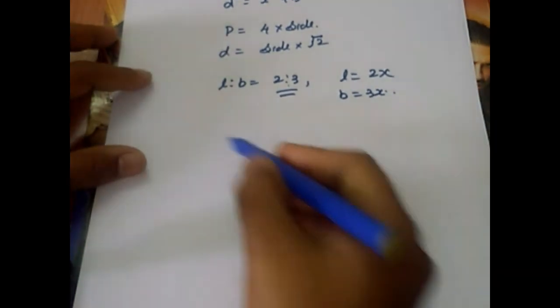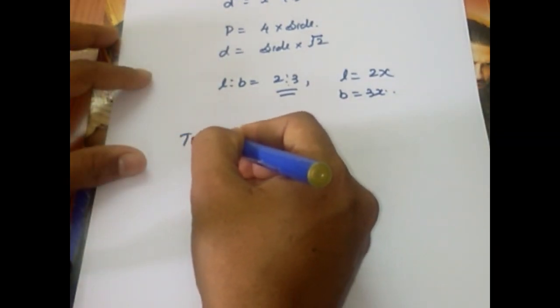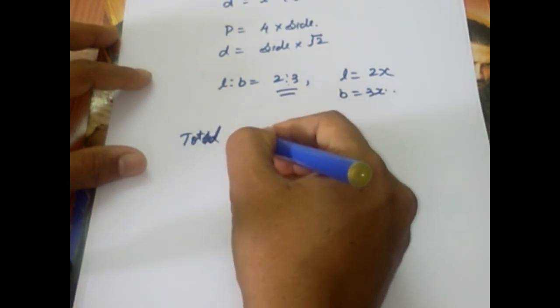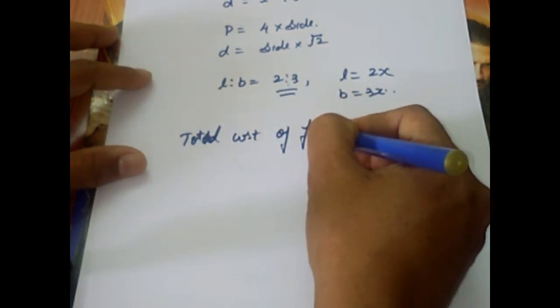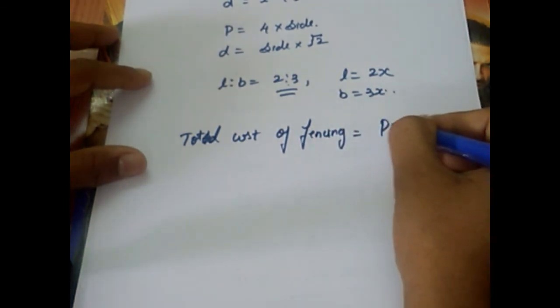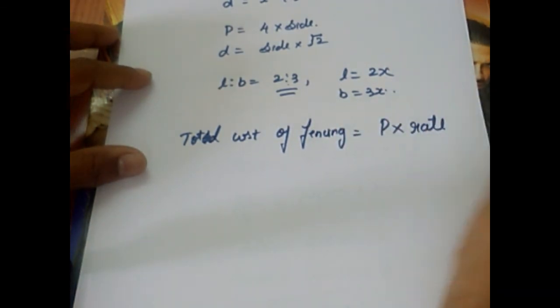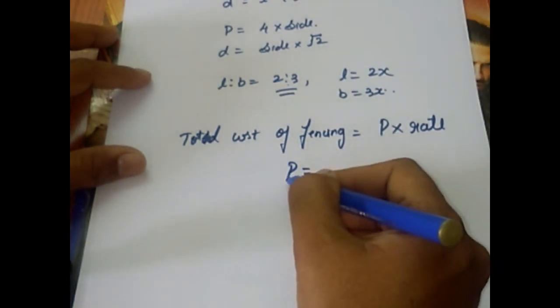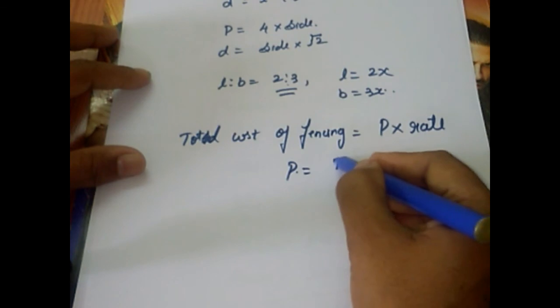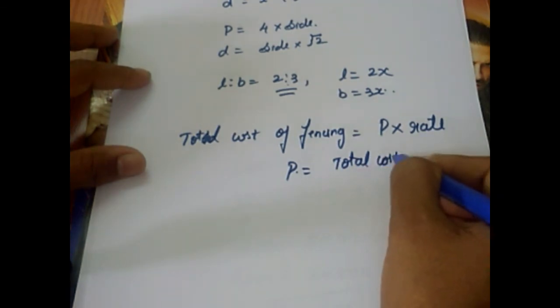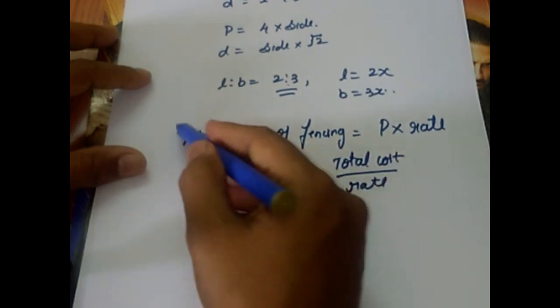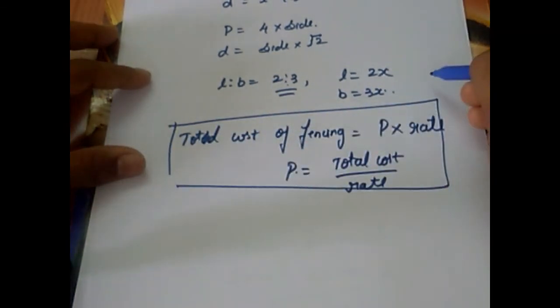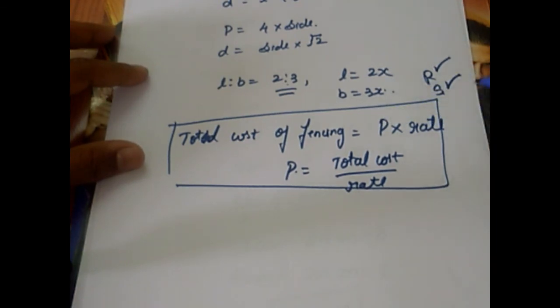And the next concept is the total cost of fencing. The total cost of fencing can be calculated by using the formula perimeter into rate. The same formula can be rewritten as perimeter equal to total cost of fencing divided by rate. This formula remains the same whether it is a rectangle or a square. It doesn't change. So the total cost of fencing can be applied even for a rectangular region or a square region, that is perimeter into rate.